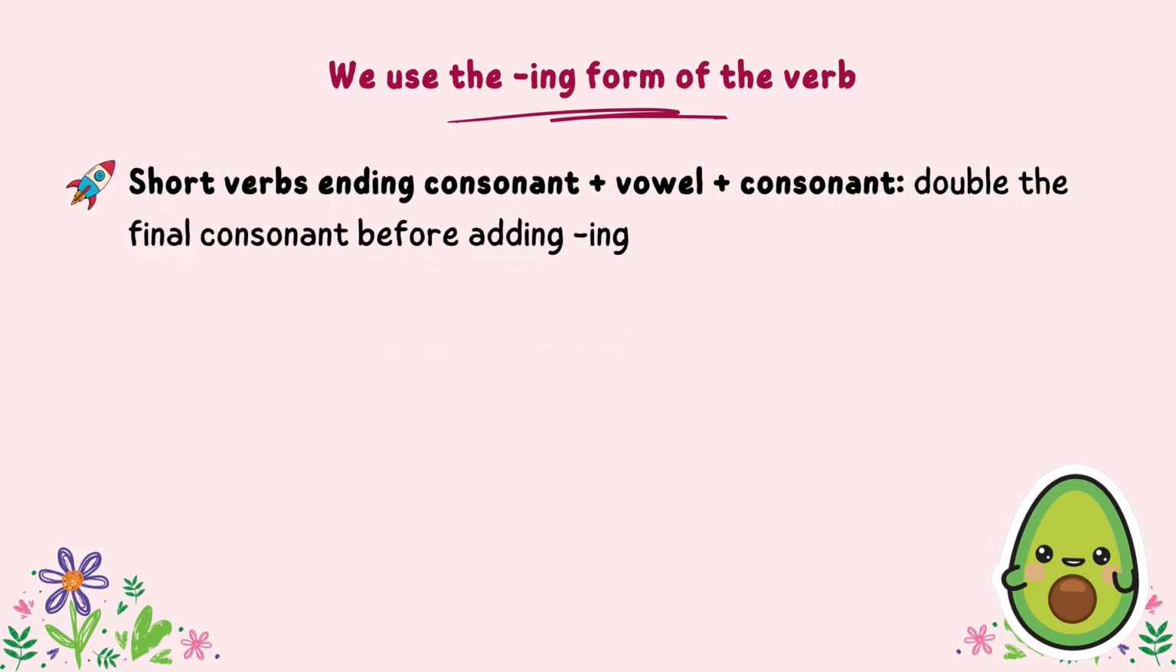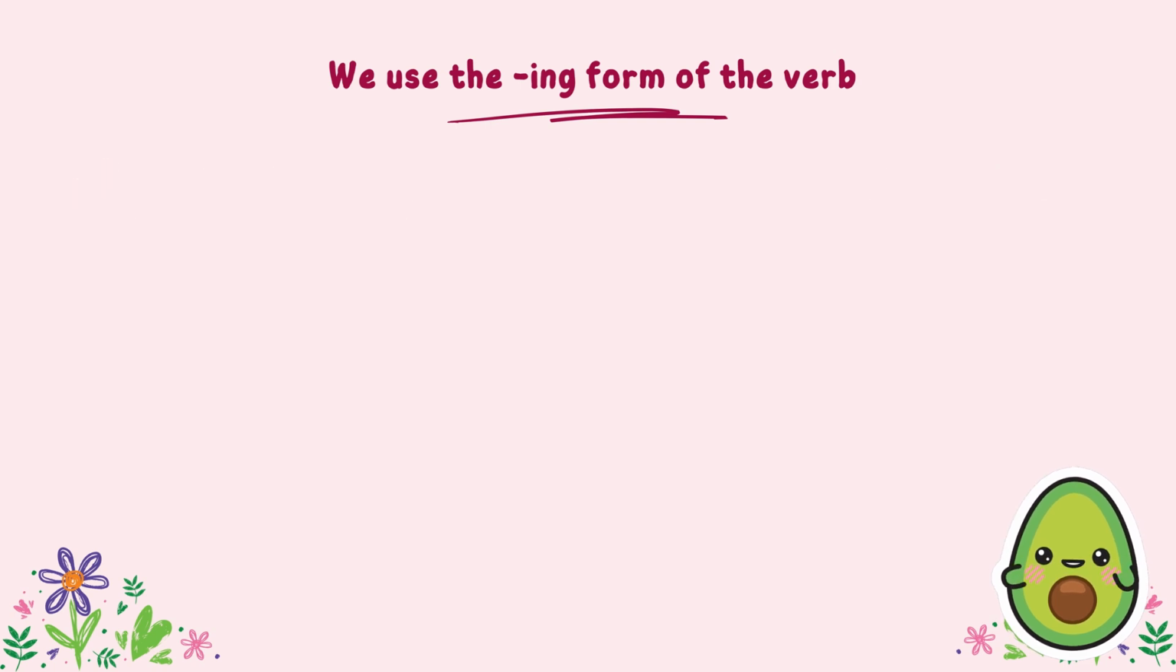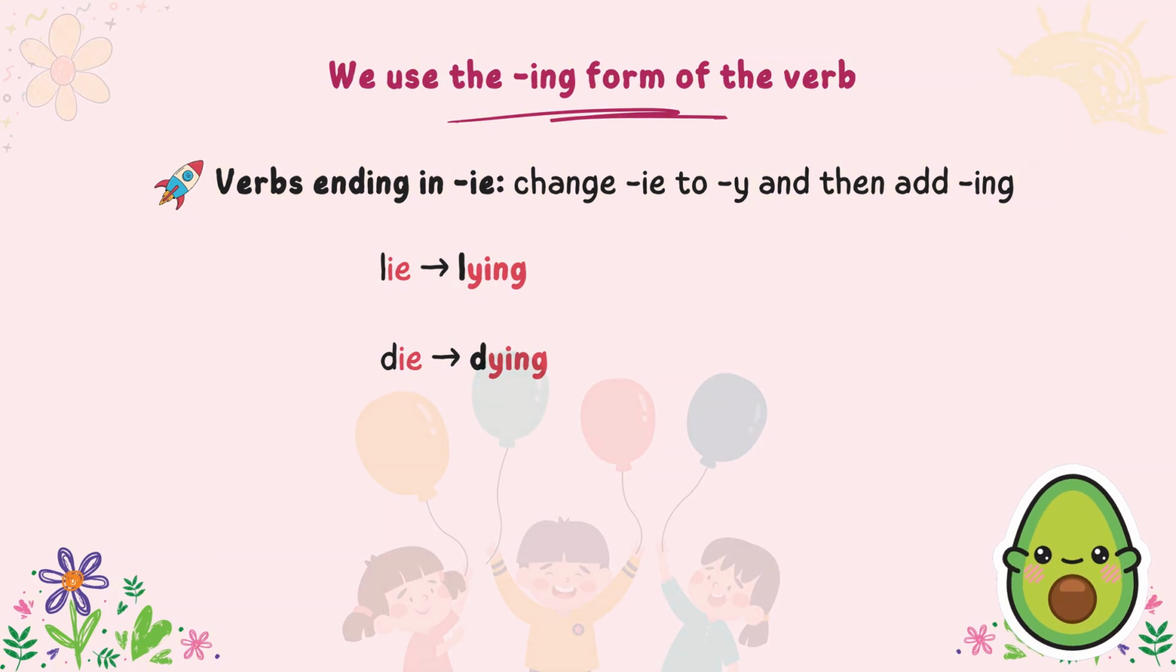For short verbs ending in consonant, plus vowel plus consonant, double the last letter and add ing. Run becomes running. Sit becomes sitting. For verbs ending in ie, change ie to y and add ing. Lie becomes lying. Die becomes dying.